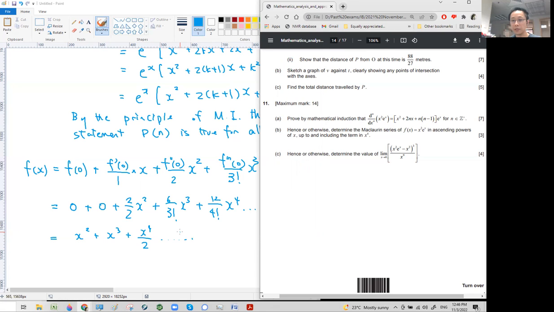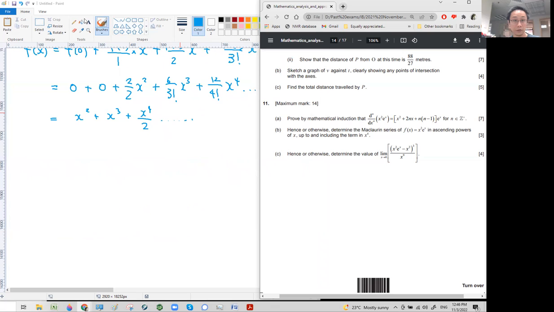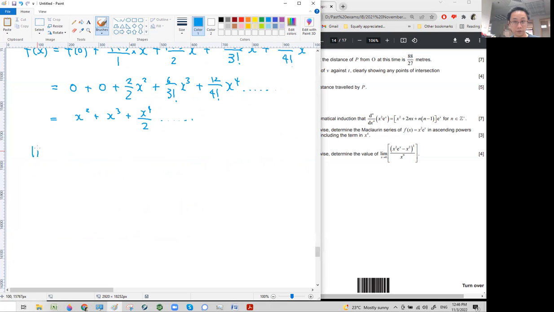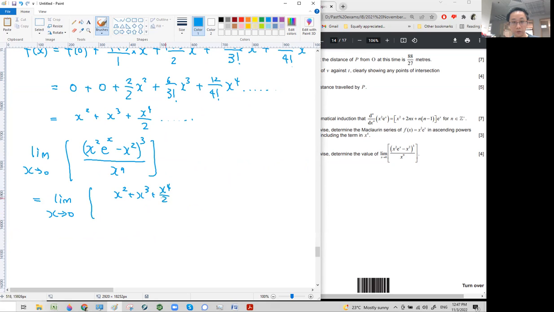Last question, hence or otherwise determine the value of that. You can just use the Maclaurin series, I guess. x squared e to the x minus x squared, all cubed, divided by x to the 9, will equal the limit of x squared plus x cubed plus x to the 4 over 2, minus x squared, cube over x to the 9.